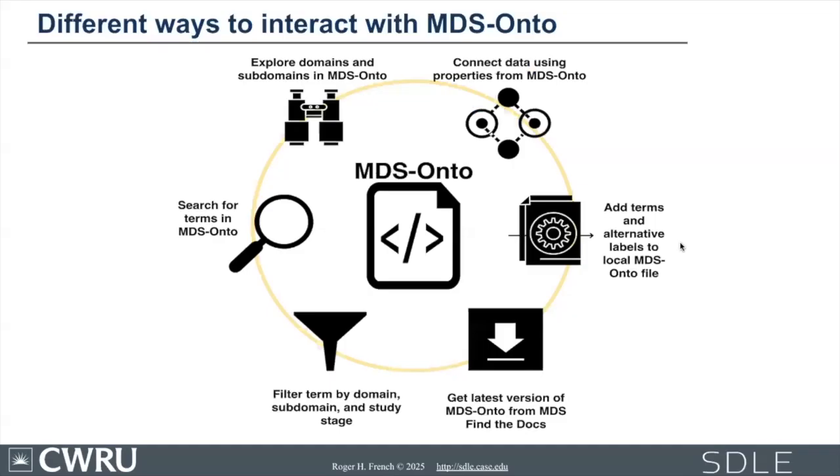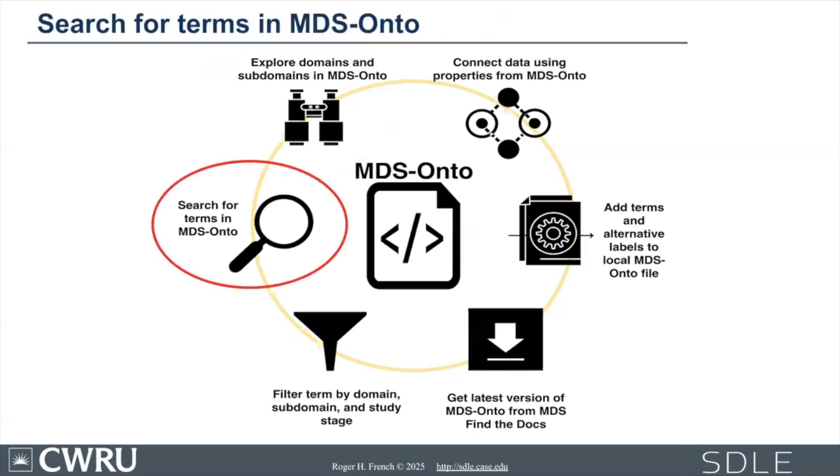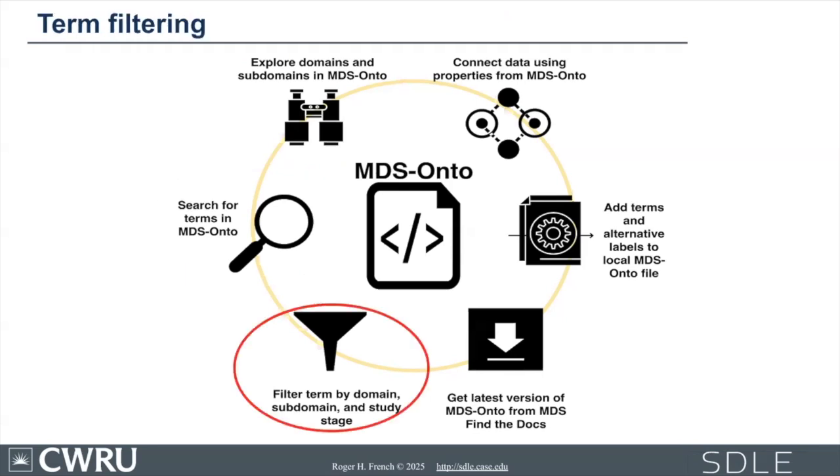So what are the different ways to interact with MDS Onto? First, you can explore domains and subdomains in MDS Onto. Domains and subdomains are ways that we've organized the terms in MDS Onto based on the specific subfields of study within material science. We've also written a function that allows the users to search for terms based on a string search. We also allow users to filter the terms by domain, subdomain, as well as the study stage.